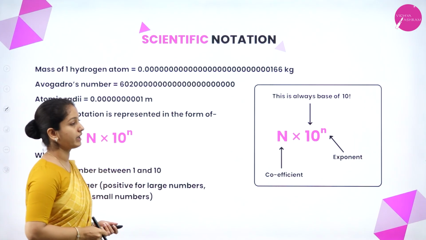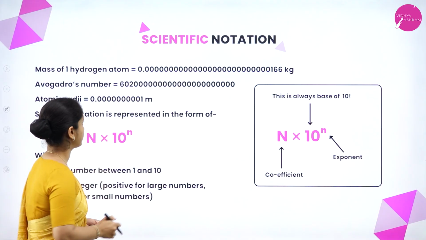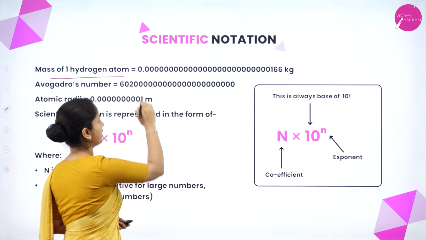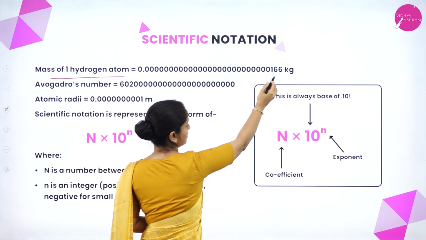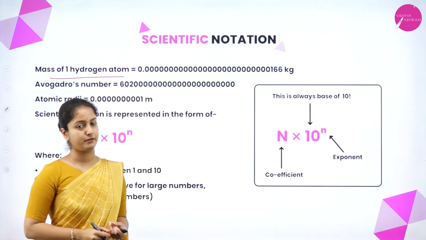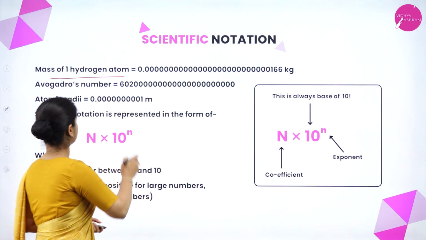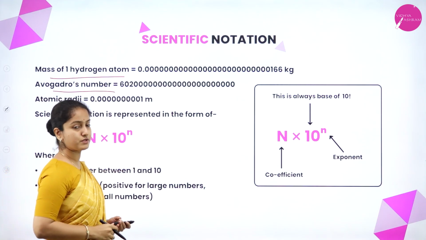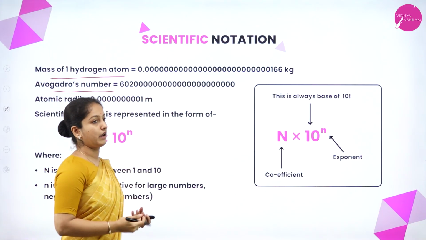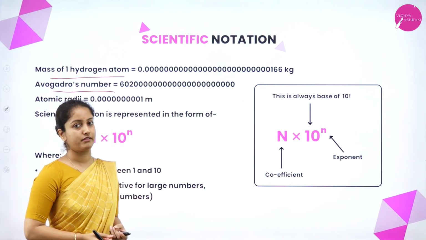Now, what do you mean by scientific notation? Say for example, the mass of one hydrogen atom is 0.00000 followed by 166 kg. Now, how to count the number of zeros? It is very difficult, isn't it? Similarly, Avogadro's number is 6020000... and it is very difficult to read.